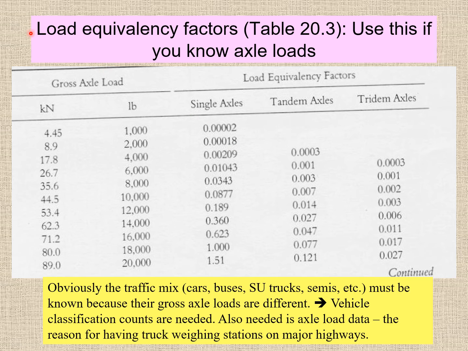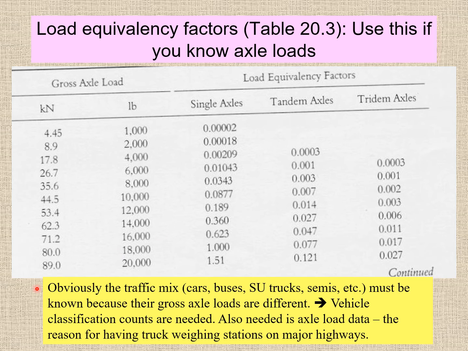So load equivalency factor: use this if you know the axle load. This is the table developed by AASHTO, and you can see that for different gross axle loads in pounds or in kilonewtons, this is the column which is meant for single axle, tandem axle and tridem axle. So by using this table, you can determine the load equivalency factor very easily.